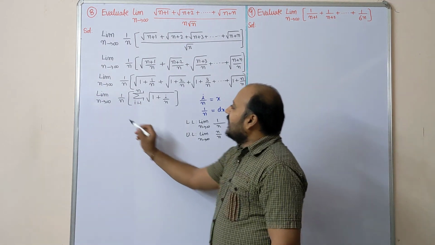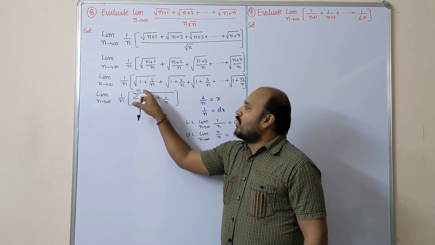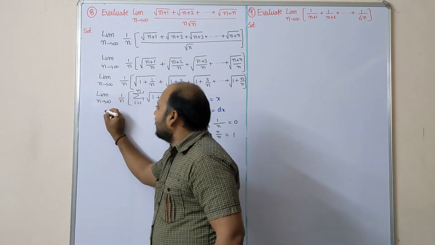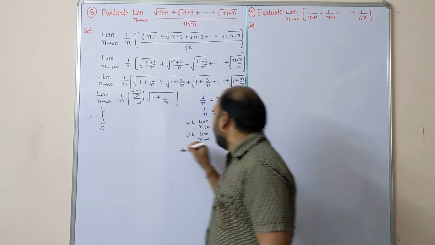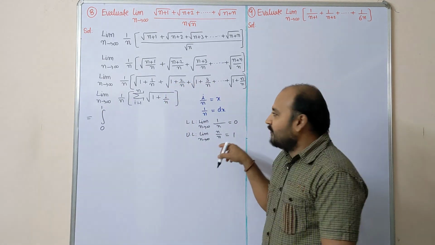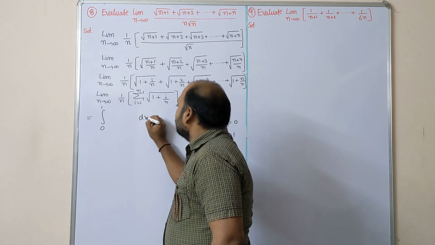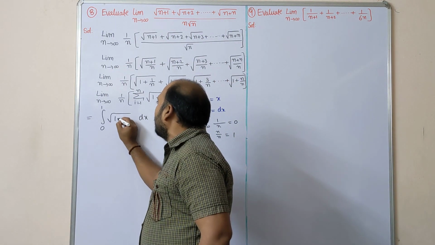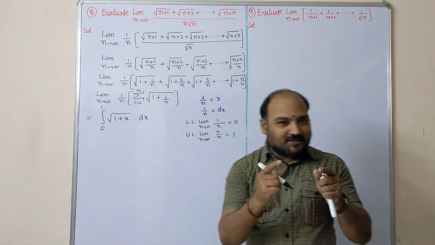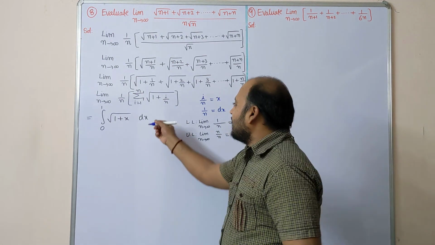So in place of limit n tends to infinity, sigma i equal to 1 to n, replace with integral 0 to 1, lower limit to upper limit. In place of 1 by n, dx; in place of i by n, x. So root over 1 plus x. I hope everyone understands. After that, integral 0 to 1 root 1 plus x dx.